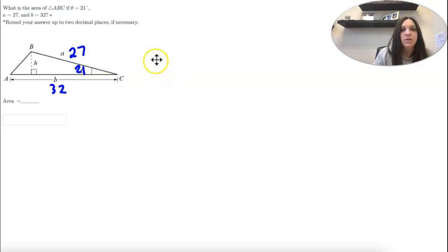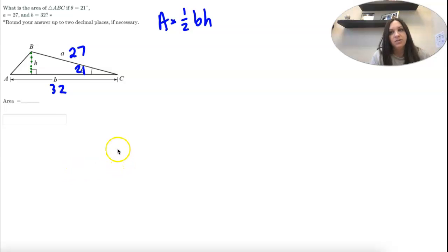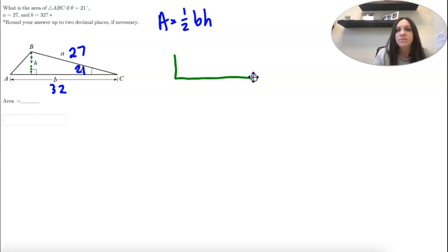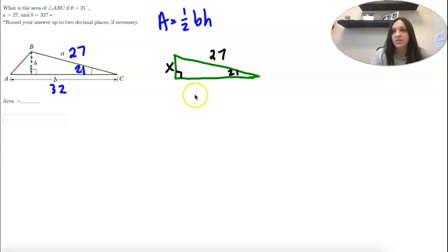Alright, so first off, area of a triangle is 1/2 times the base times the height. So what we're missing here is H. And with H, we create a right triangle. Right? That is our trig part. So we have 21, we have 27, and we need to know X, or H. We need to know the height. I didn't include the 32 because that goes all the way across.